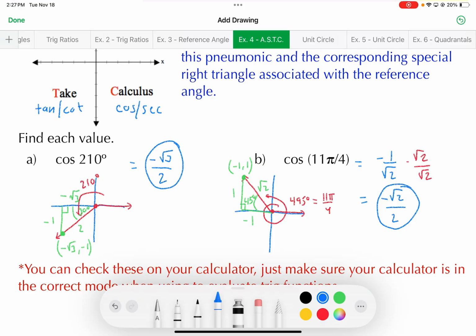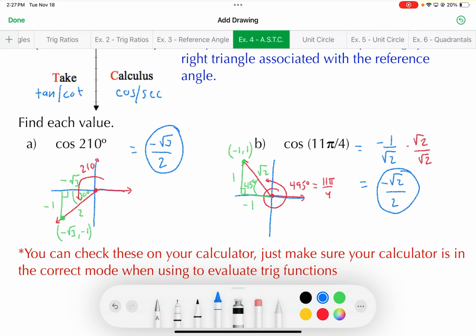Okay, and notice the note below. You can always check these on your calculator, right? Just make sure your calculator's in the right mode. So if I'm checking the first one, I got to be in degree mode. Cosine of 210, the calculator will approximate it for me, and that approximation should be the same as whatever negative radical 3 over 2 approximates to. If I want to check the second one, I want to be in radian mode. Okay. All right, so that's one approach.